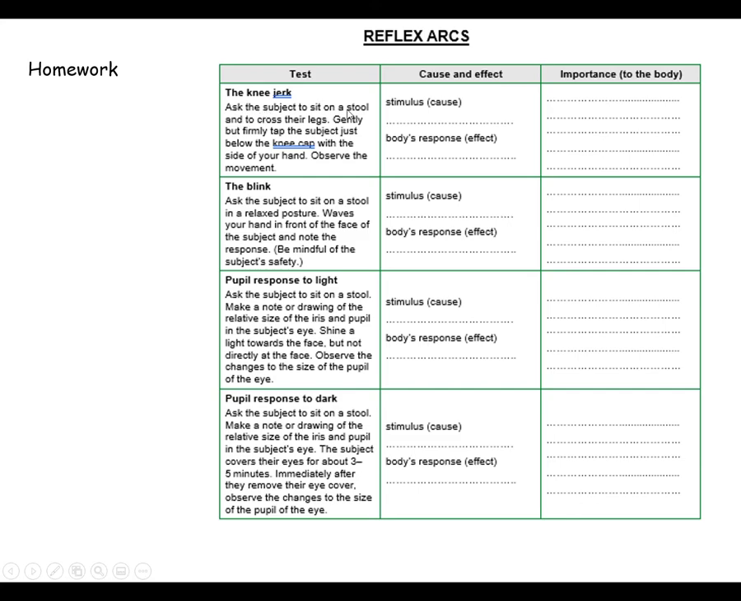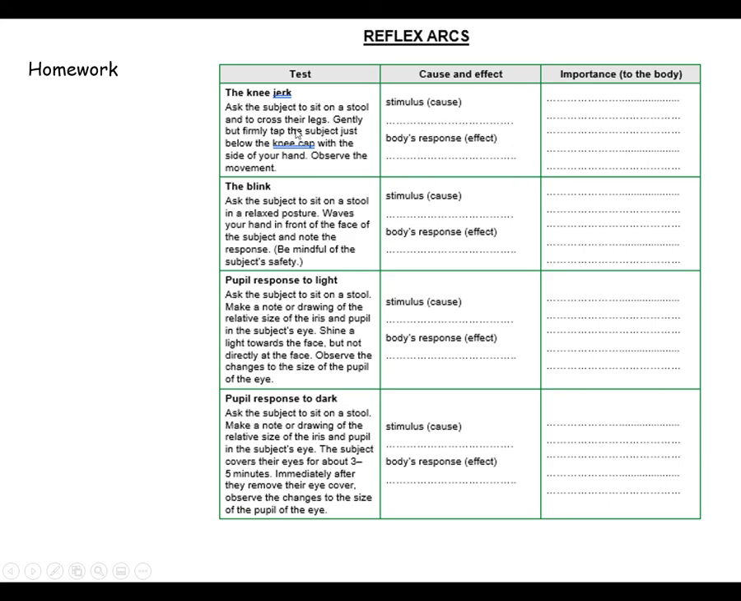Knee jerk. Ask the subject to sit on a stool and cross their leg. Gently but firmly tap the subject just below the kneecap with the side of your hand. Observe the movement. All right, gently and firmly. So don't go and find your younger brother or sister and use it as an excuse to torture them. Okay, so we've got what is the stimulus and then what is the body's response.